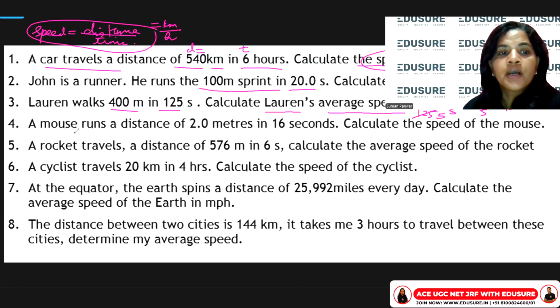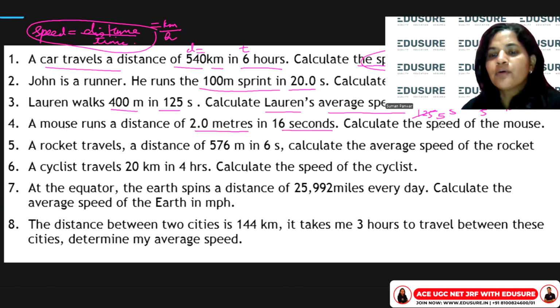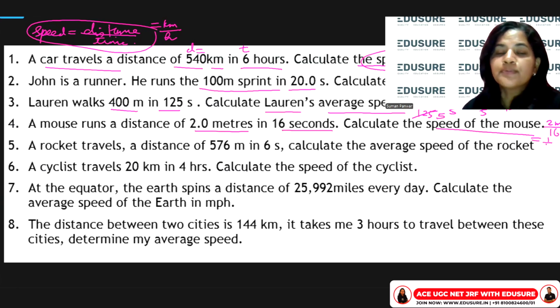Question number 4. A mouse runs a distance of 2 meters in 16 seconds. Calculate the speed of the mouse. So these are the same kind of questions. Distance is 2 meters, time is 16 seconds. So it is 1 by 8 meters per second. These questions will make you practice the concept of speed, time, and distance. All right. All these questions are based on calculating speed.